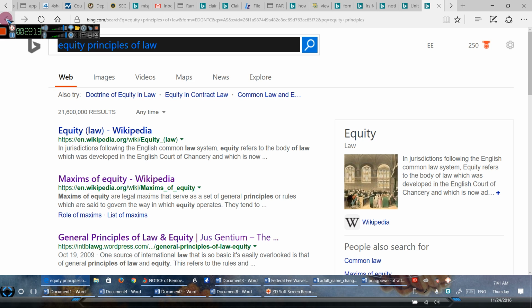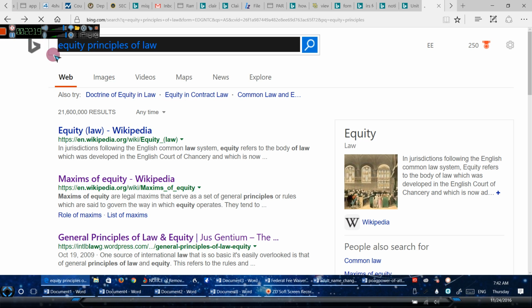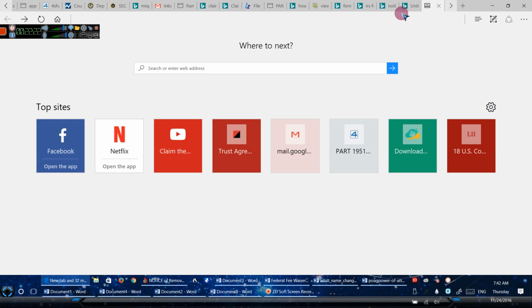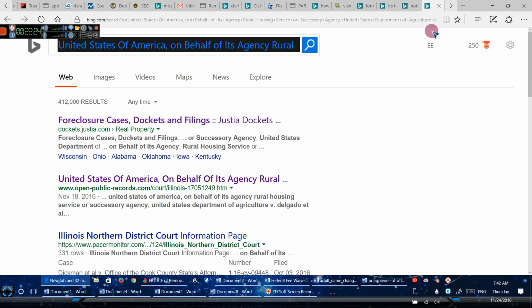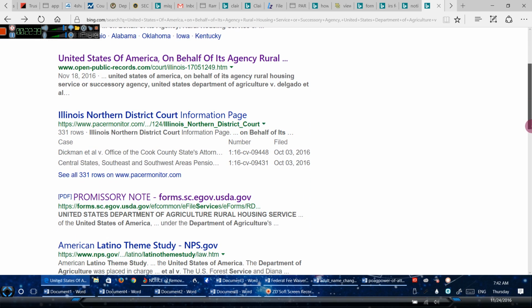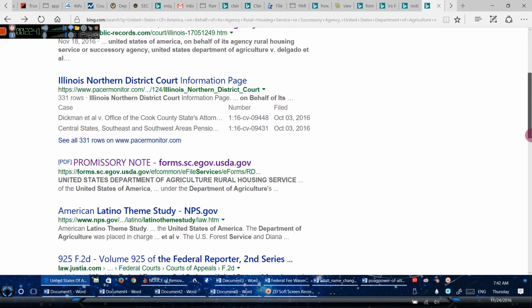Now, we went here and we did principles of equity law. Let's go back. I got to get back to the screen so I can finish my exercise. Okay, I opened a new window. Good. We can get rid of the principles of equity and we can go back to foreclosure. I'm not looking for docketing filings. This is the one on behalf of the United States of America Rural Development against Delgado. What I'm looking for, ladies and gentlemen, is a notice of removal to Federal District Court, Illinois.